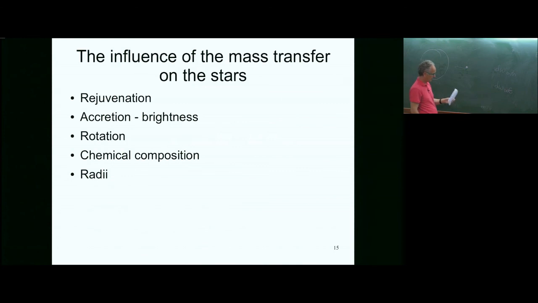And this will be driven by the angular momentum transfer from the orbit to the rotation of the star. It can be shown that the stability condition is that the system will be stable if one third of the orbital angular momentum is larger than the rotational angular momentum, and I will show why that is tomorrow.